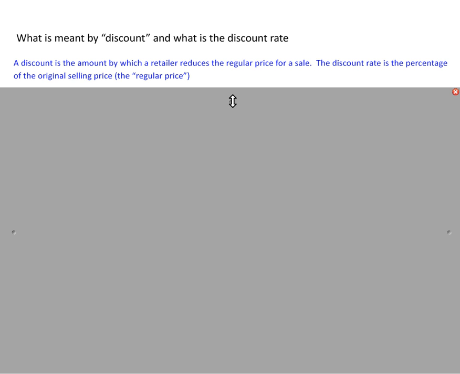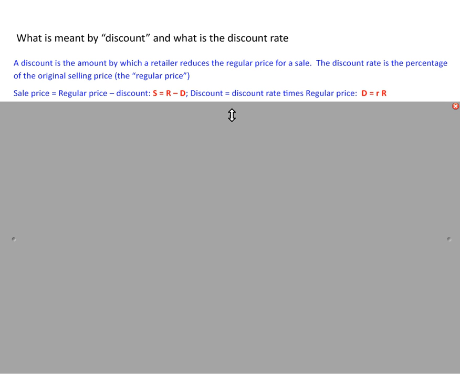There's a couple of models that we can deal with right here. If we want the sale price, it's going to be the regular price, retail price sometimes we call that, minus the discount. So whatever the discount is, the actual amount that is removed from that regular price, to get your sale price. On the other hand, a discount itself will be equal to the discount rate times the regular cost.